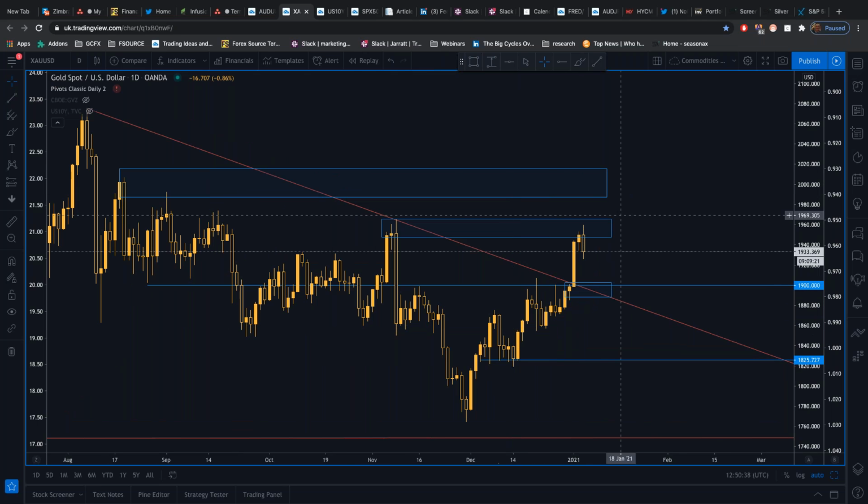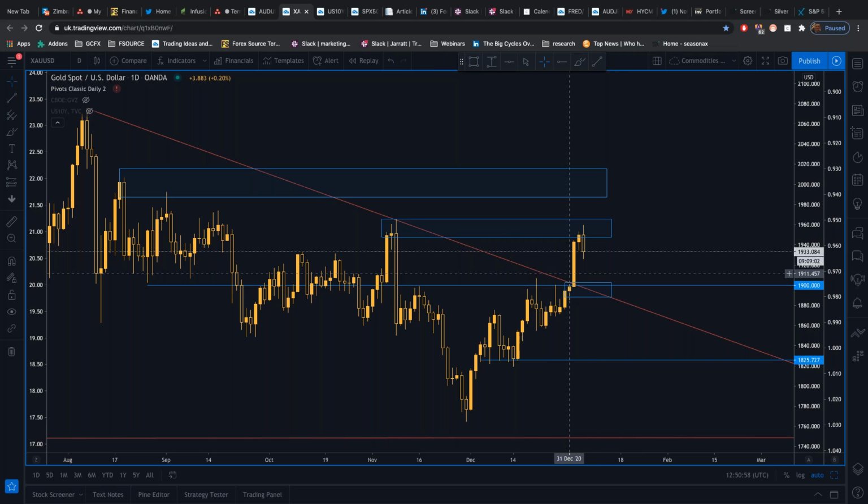But we have to wait to see how the US reacts to this Democrat sweep. That's what's really going on here. So we'll see. But if you're short, you want to just keep a tight rein on that. Longs from 1900 makes sense.